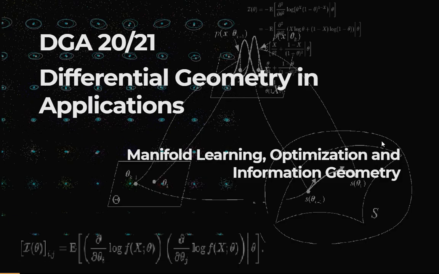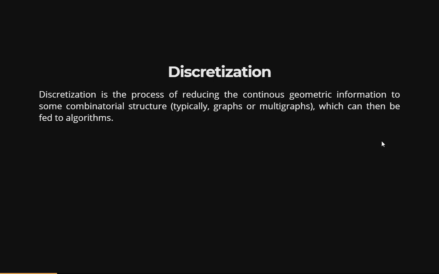Okay, so today we talk about discretization techniques and algorithms. Typically, if we need to work with manifolds and geometric entities in a computational way, we would like to reduce them to finite pieces of information, usually to combinatorial structures like graphs or multigraphs.